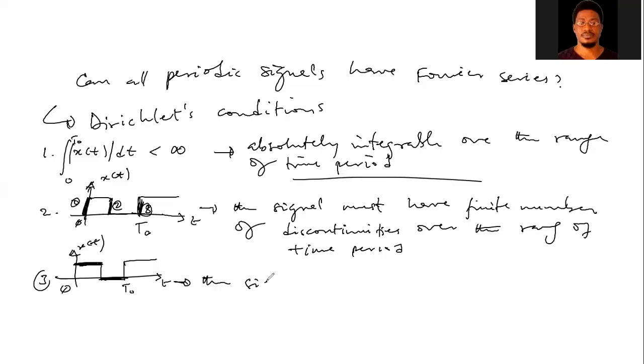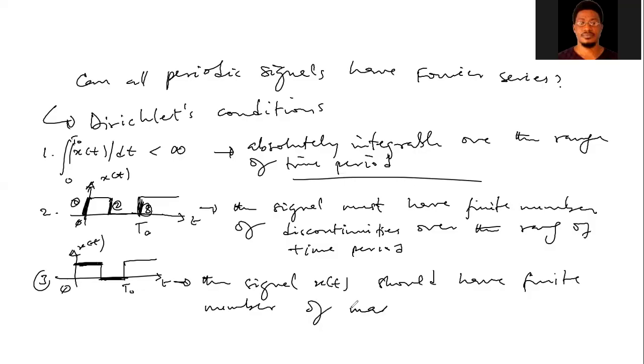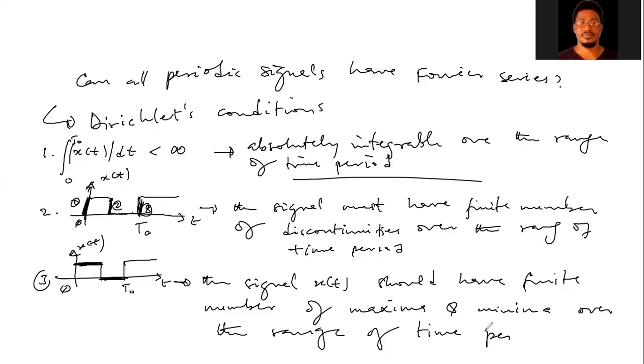So this is S of t, this is t, so the signal S of t should have a finite number of maxima and minima over the range of time period. Is that okay?